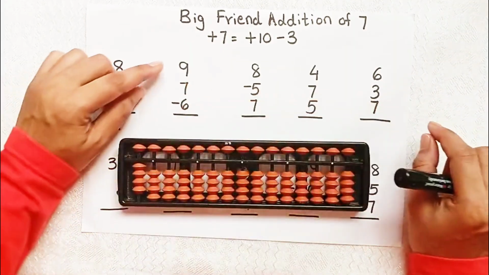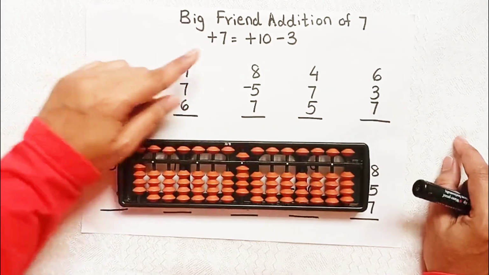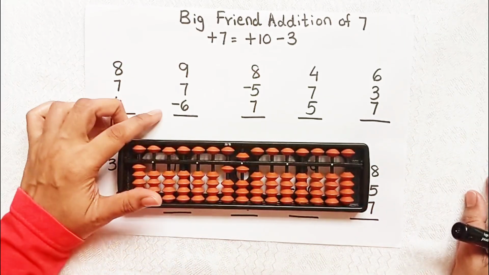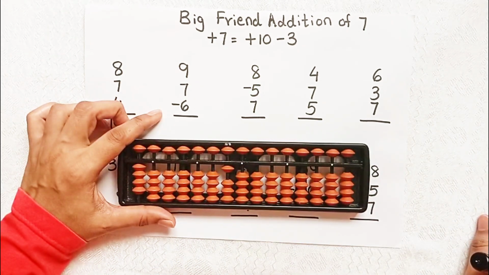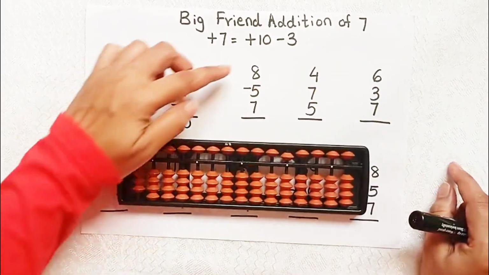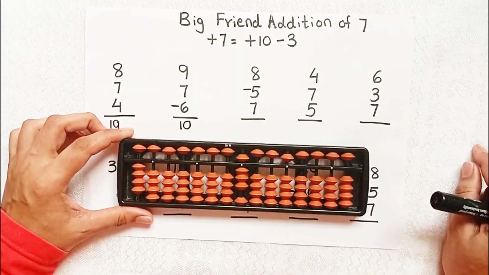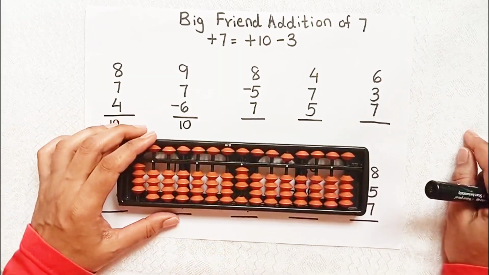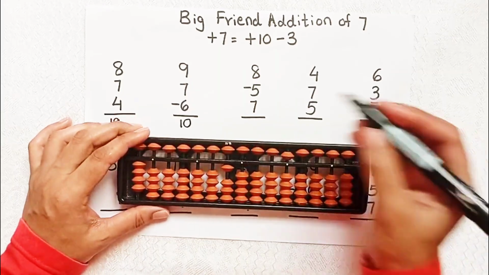Next one. 9 add 7. Add 7 again. Add 10 less 3. Again less 6. So my answer is 10. Next one. 8 less 5. Add 7. Again we cannot do it directly, so add 7 is add 10 less 3. So my answer is 10.